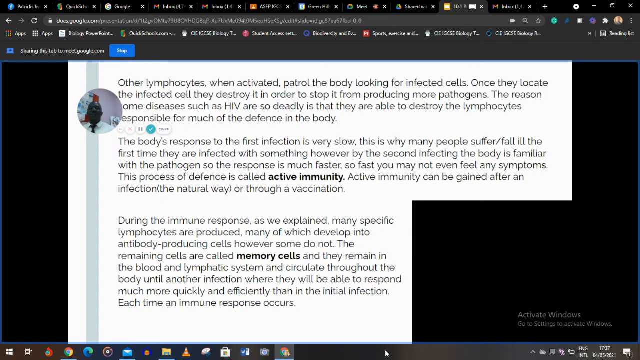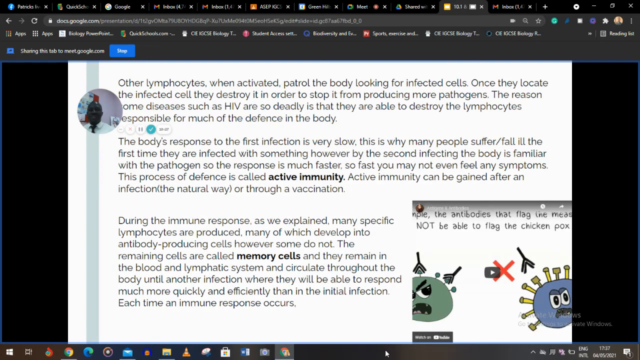So other lymphocytes, when activated, search the body looking for infected cells. Once they locate the infected cells, they destroy them in order to stop them from producing more pathogens. The reason some diseases such as HIV are so deadly is that they are able to destroy the lymphocytes responsible for much of the defense in the body.